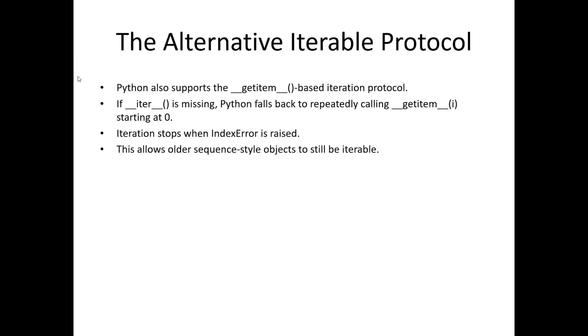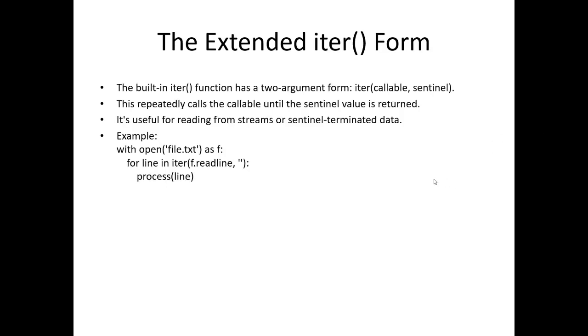The alternative iteration protocol. If a class doesn't define iter, Python falls back to the alternative iteration protocol. It repeatedly calls getitem starting at index 0 and stops when an IndexError is raised. This mechanism exists for backward compatibility with older sequence style classes. It means that even if you only implement getitem, your object can still be looped.